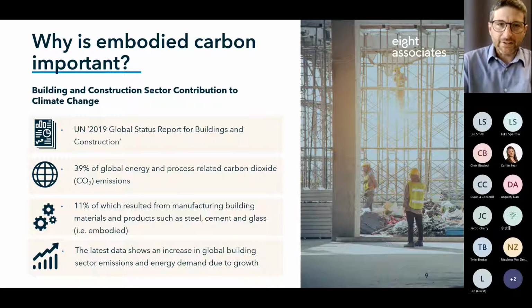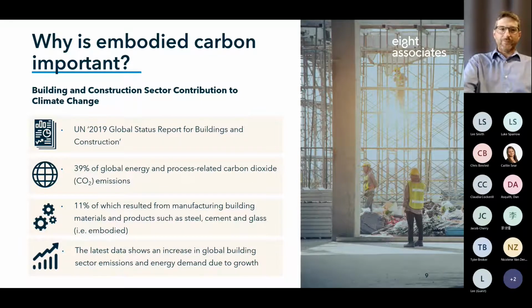Unfortunately, the report also shows that even though many of us are aware of attempts to reduce carbon emissions, through various sustainability schemes and net zero carbon and so on, the emissions are increasing from the buildings and construction sector across the globe, and that's largely due to growth. So we need to somehow be able to have growth but also not increase emissions at the same time, and that's not happening right now. So that's something that really needs to be tackled.